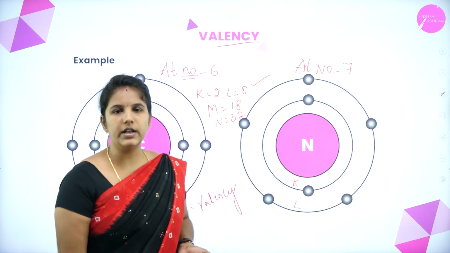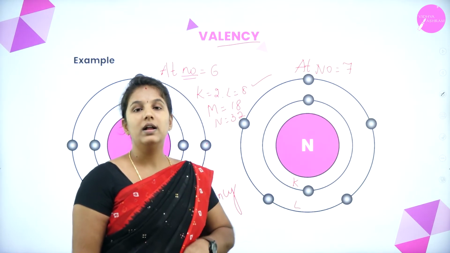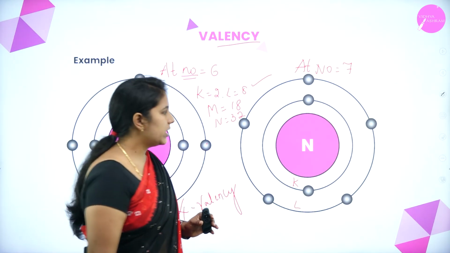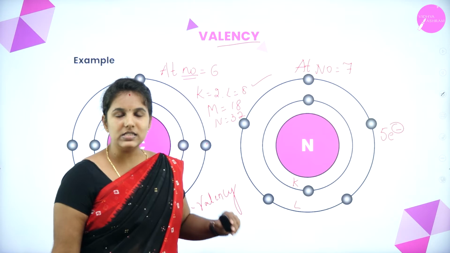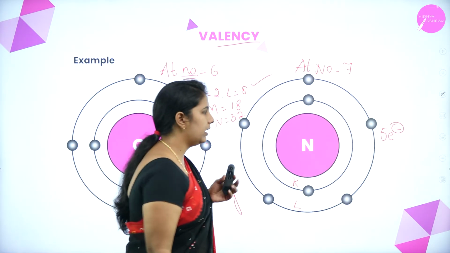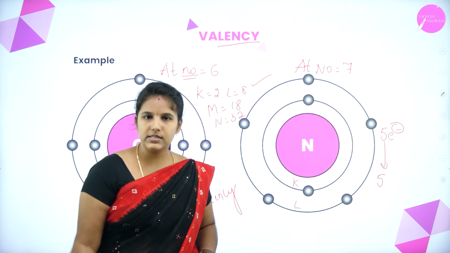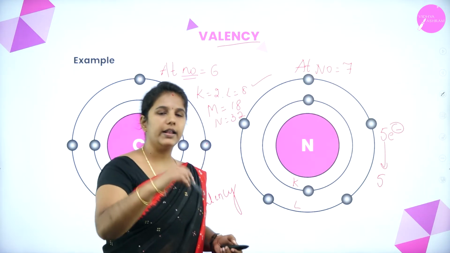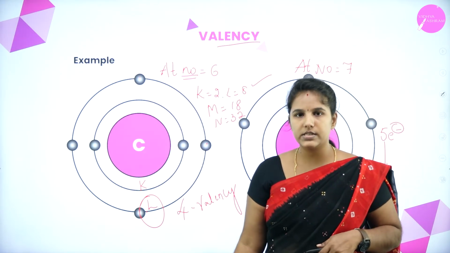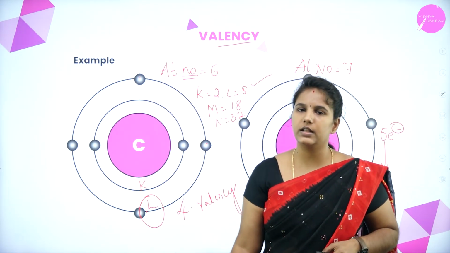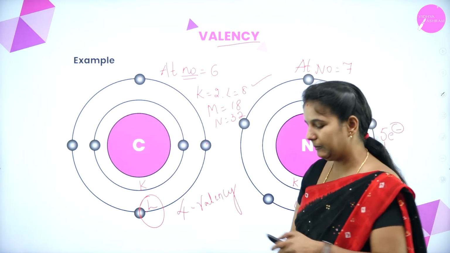Okay. If you count the number of shells for nitrogen, there are only 2 shells, right? In these 2 shells, the last shell is the L shell, which consists of 5 electrons. This 5 electrons, which is present in the outermost shell, hence the valency of nitrogen will be 5. Why is it 5? Because valency is nothing but the number of electrons present in the outermost shell of an atom. Hope you all understood the valency topic.